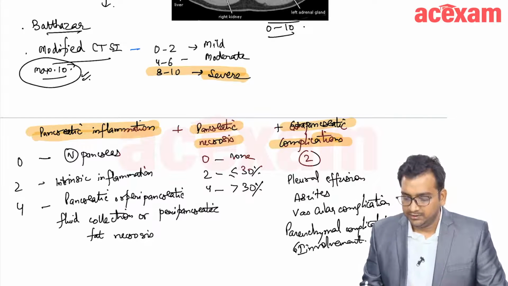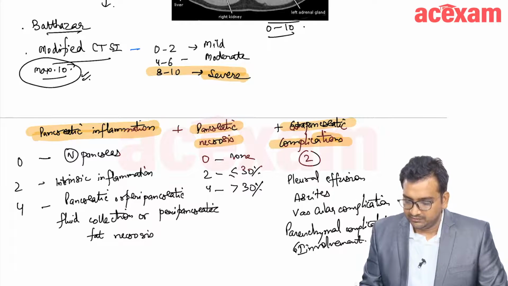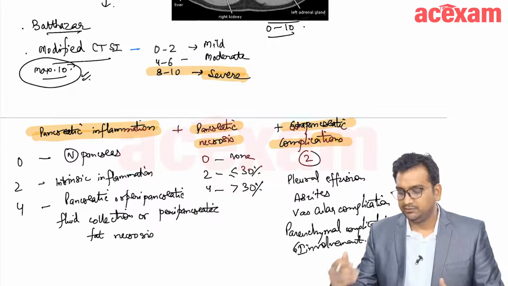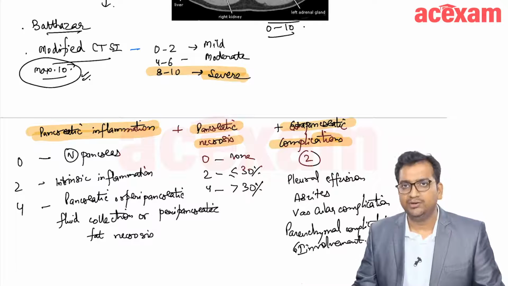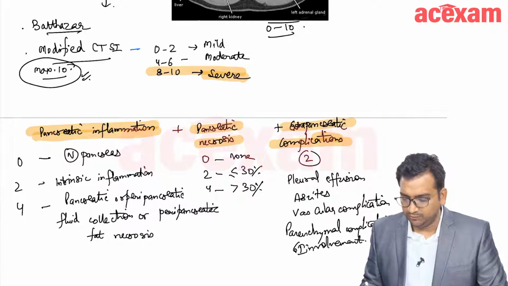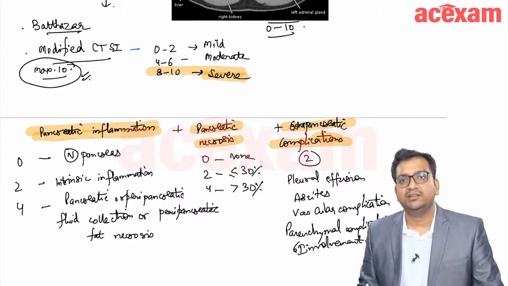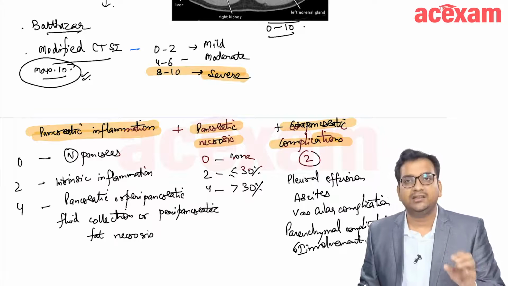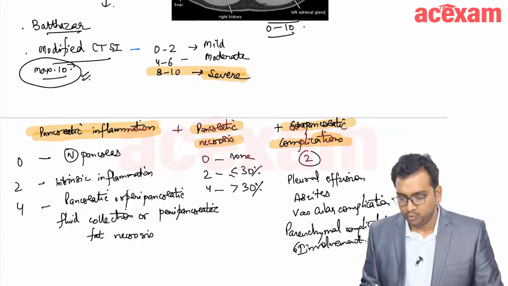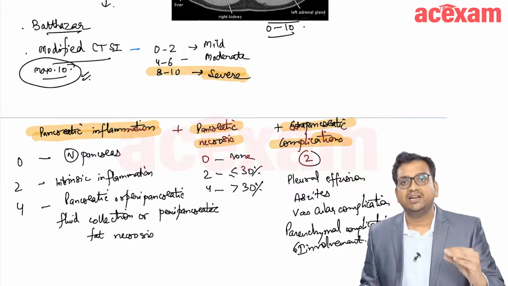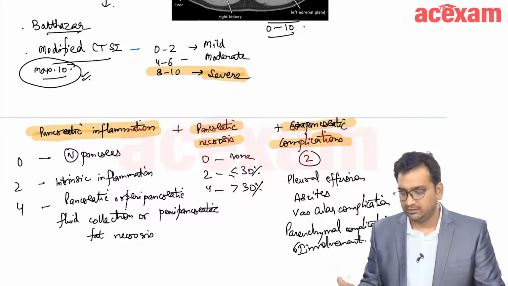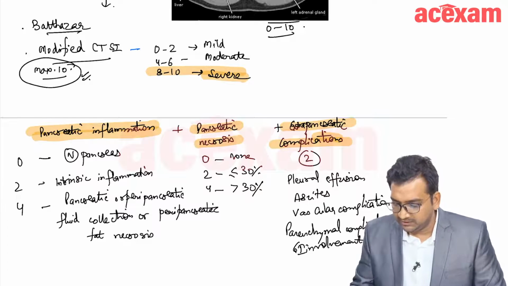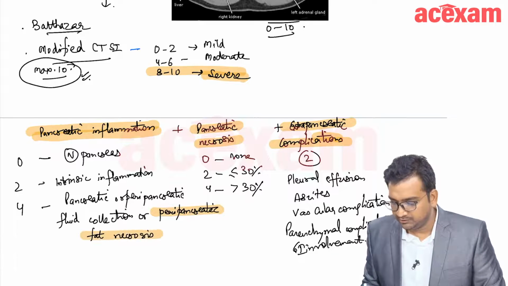In pancreatic inflammation there are 4 points, in necrosis there are 4 points, and for extrapancreatic complication, if it is present, 2 points are given. If the pancreas is normal, then 0 points. If there is intrinsic inflammation in the pancreas only, then it is 2. And if there is peripancreatic inflammation, fluid collection, or peripancreatic fat necrosis, it will go to 4. This is important to understand.